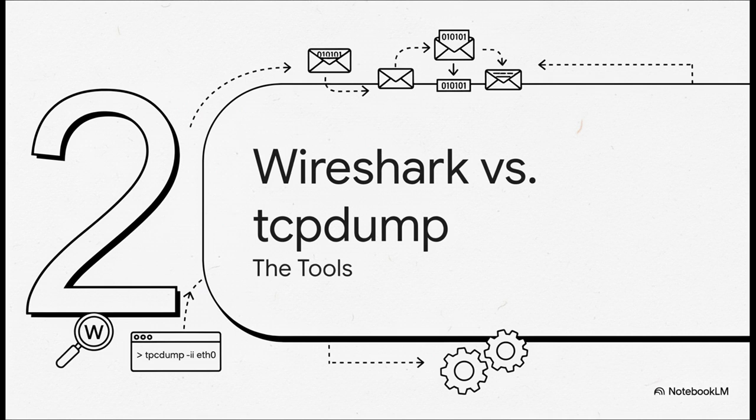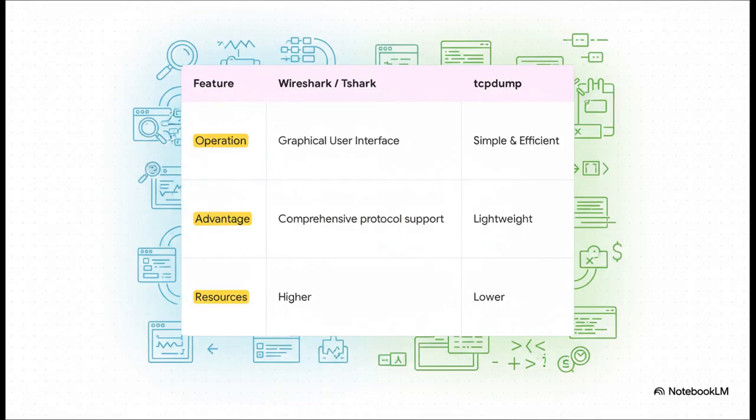Okay, so how do we actually do this? Your professor's notes call out two main tools for the job, and they really represent two totally different ways of thinking about the problem. Let's break them down. In one corner, you've got Wireshark. It's the heavyweight champ. It has this nice, user-friendly graphical interface, a GUI. And it understands a ridiculous number of network protocols, which are just the different languages computers use to talk.